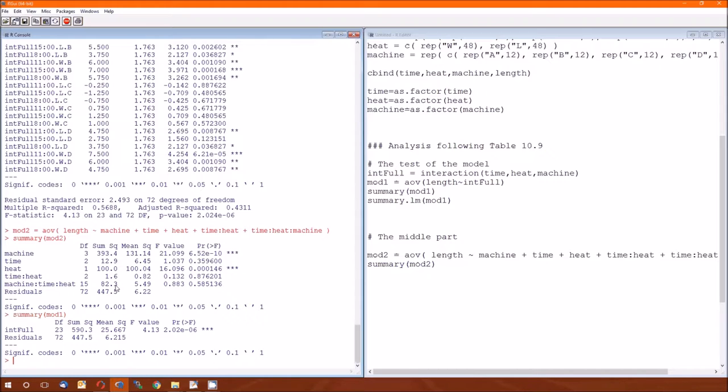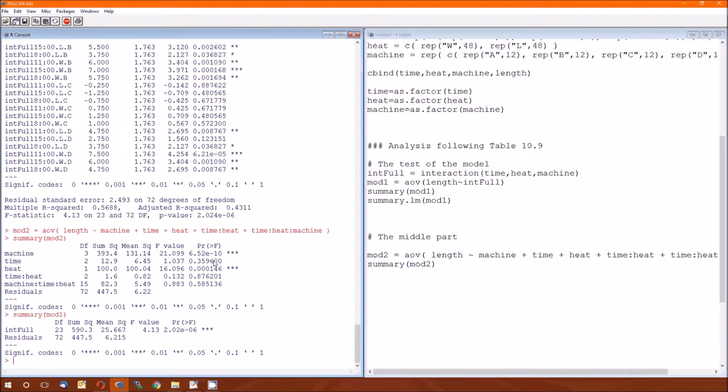So if we were to add up the 82.3, the 1.6, the 100, the 12.9, the 393.4, we'd get the 590.3. And if we add up the 15, the 2, the 1, the 2, and the 3, we will get 23. So in other words, this new model, this model 2, breaks out a lot of that variation that was held within that int full variable. And notice we've got the ANOVA, sum of the squares, the mean squares, the F values, and the P values. Also note that these F values and P values are wrong.